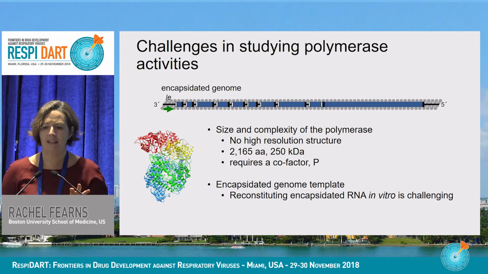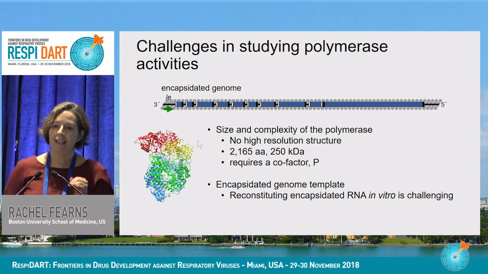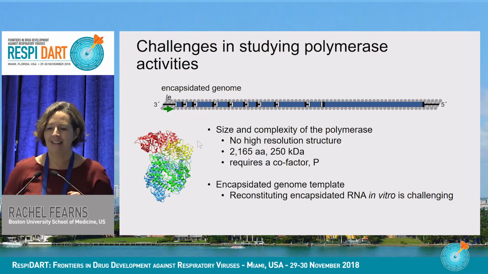So that's one challenge in studying polymerase activities and coming up with polymerase inhibitors. The other challenge in studying the polymerase is that the template isn't naked RNA, it's encapsulated. And so what this means is that in its natural context, the polymerase never sees large stretches of naked RNA, and it never has to deal with RNA secondary structure. And so we're very limited in what templates we can give a purified polymerase.